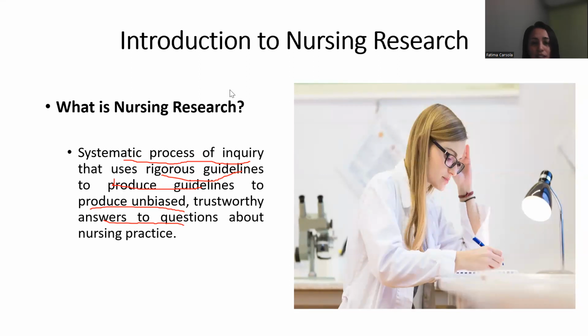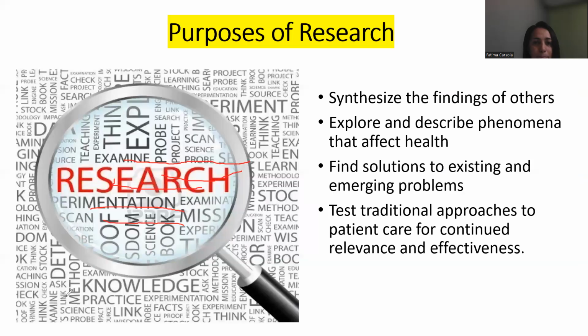Next. Okay. So we have the purposes of research. Number one is to synthesize the findings of others because when we do research, we have to read review of related literature, the work of other authors. We summarize those findings for us to create conclusions out of these findings, or for these findings to guide us in making our study. We are also exploring and describing phenomena that affect health.